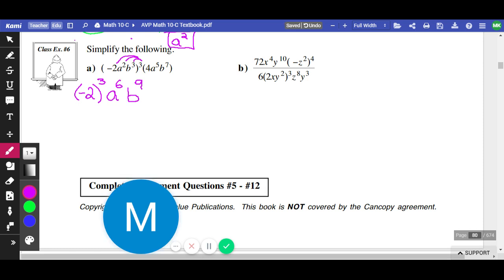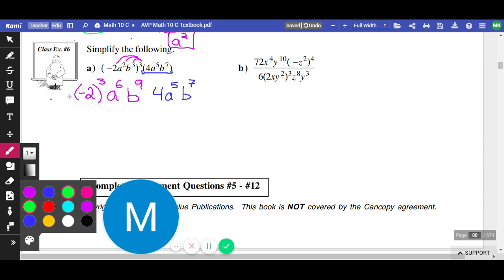The other set of brackets had no exponent, so it just stays the same: 4, a to the 5, b to the 7. You'll notice this time I didn't write the brackets because I want to show you it's the same thing. If I don't put brackets, all these things are still being multiplied together. If I put brackets around both, it just means multiply everything together. I just want to show you it's the same.